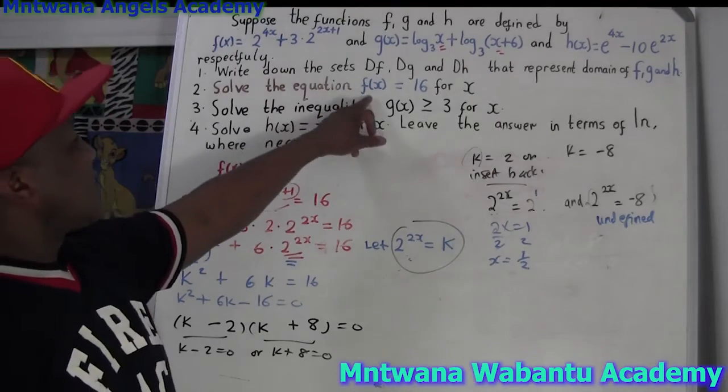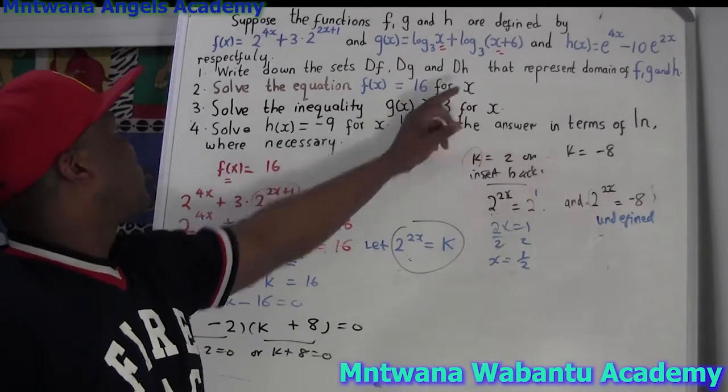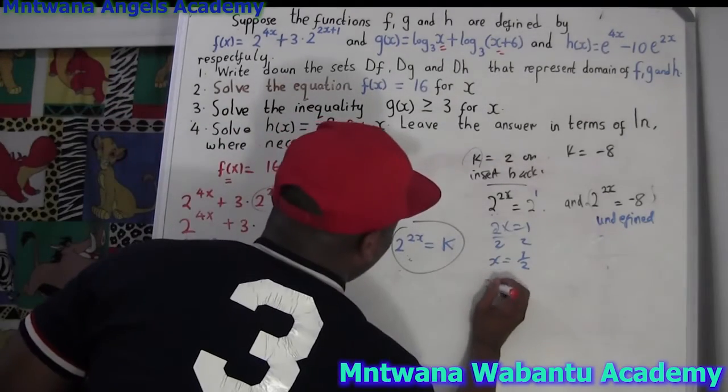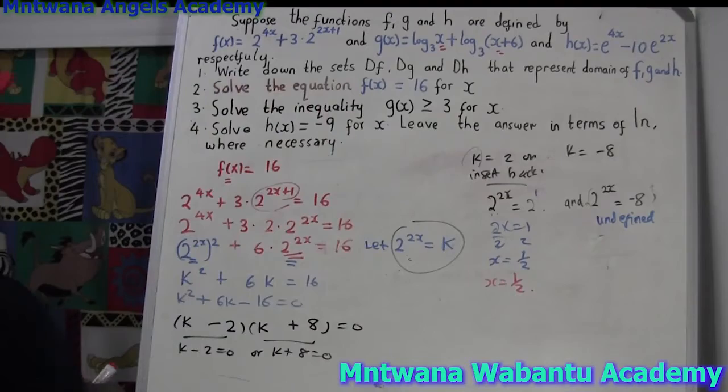Solve the equation for x. We solve and get x equal to half, x equal to half. Okay, now let's go for 4. Question 4.